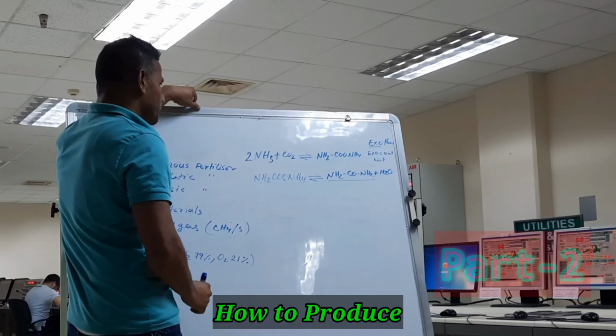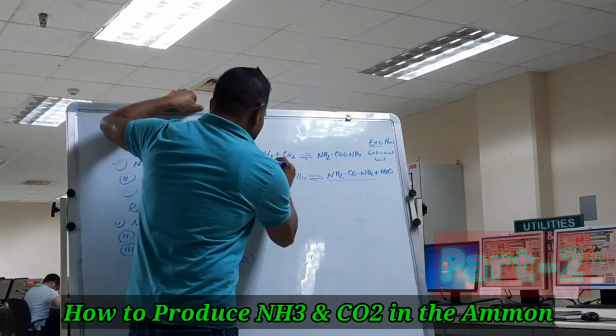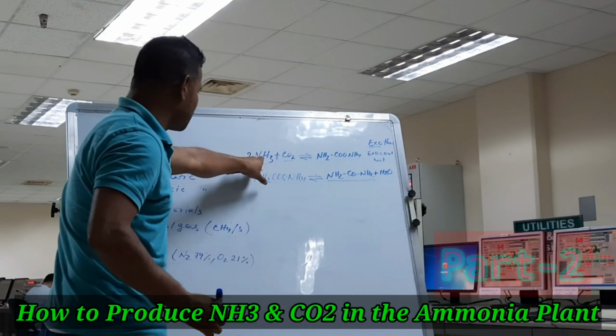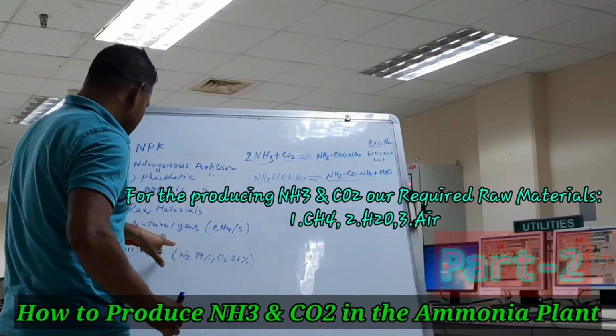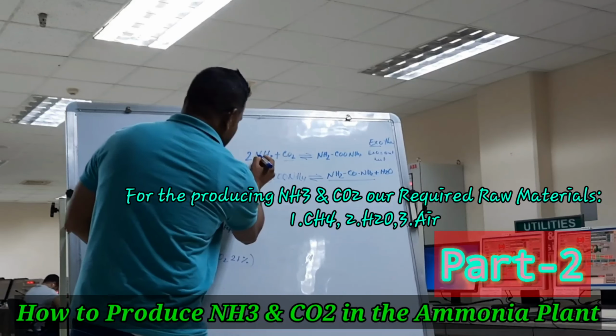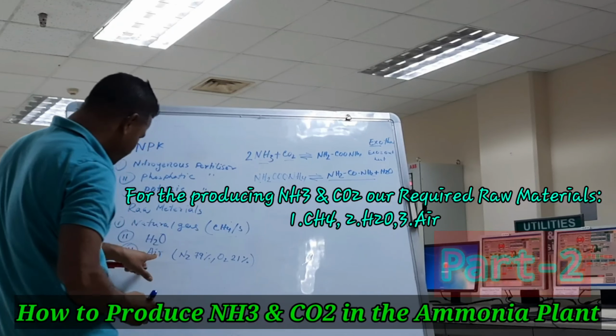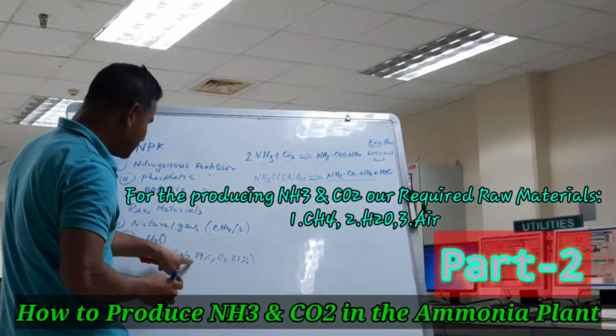So now I told you this ammonia plant, they are creating ammonia and CO2. For producing ammonia and CO2, the required raw materials are methane, water or steam, and air. You see this side, nitrogen. Nitrogen we will get from this air. For easy understanding, nitrogen we will get from this air.